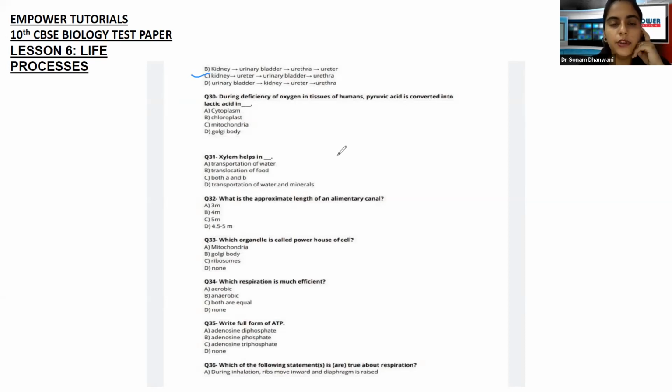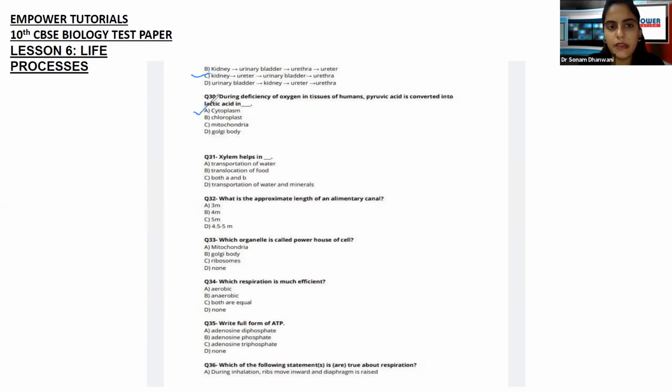Yes, next one. During deficiency of oxygen in tissues in humans, pyruvic acid is converted into lactic acid in. Firstly, deficiency of oxygen है, मतलब it is oxygen deprived, मतलब the process is oxygen deprived, right? So it is oxygen deprived means what kind of respiration it is? It is anaerobic respiration, right? Now we have seen anaerobic respiration takes place where pyruvate getting converted to lactic acid. Pyruvate firstly कहाँ से बन रहा है? Pyruvate is coming from glucose. Glucose का breakdown हो रहा है, pyruvic बन रहा है, and pyruvic से lactic acid बन रहा है.